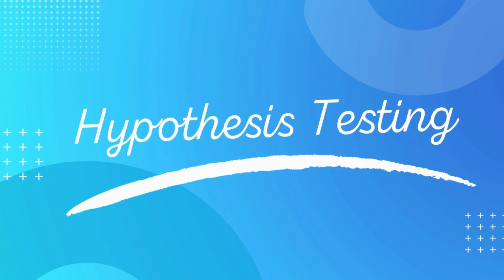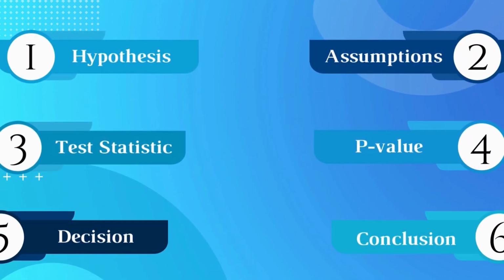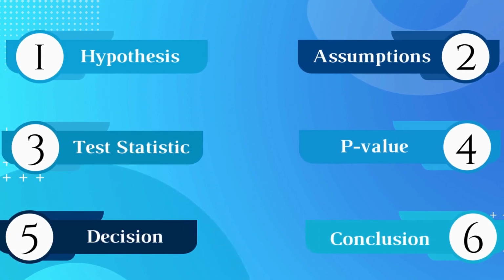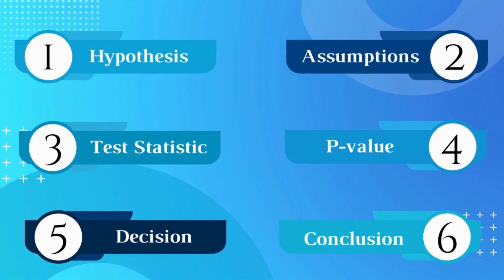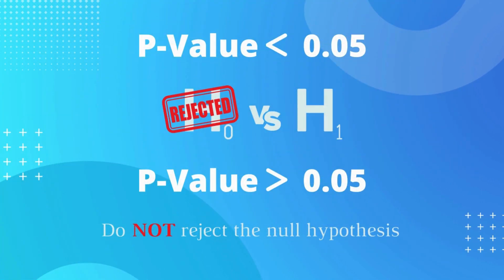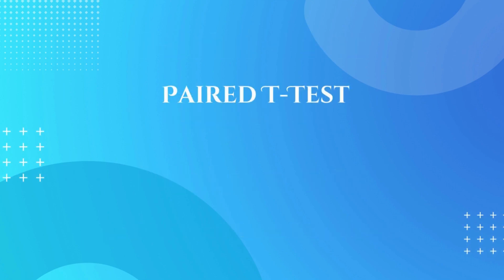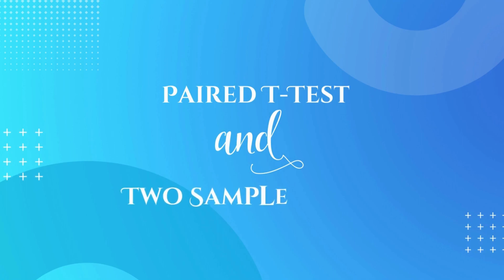In this final video on hypothesis testing, we will be covering 2 more hypothesis tests. By now, after watching the previous 2 videos, you should be clear on the 6 steps in hypothesis testing, as well as the rejection criteria of the null hypothesis. So let's dive into the 2 tests that we'll be covering: the paired t-test and the 2-sample t-test.